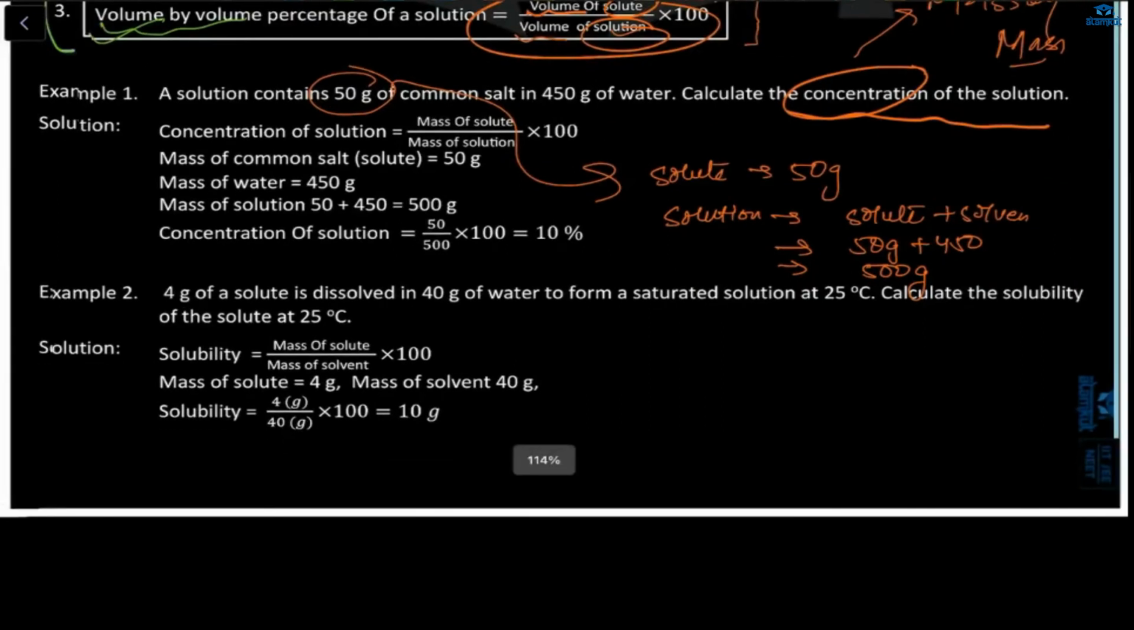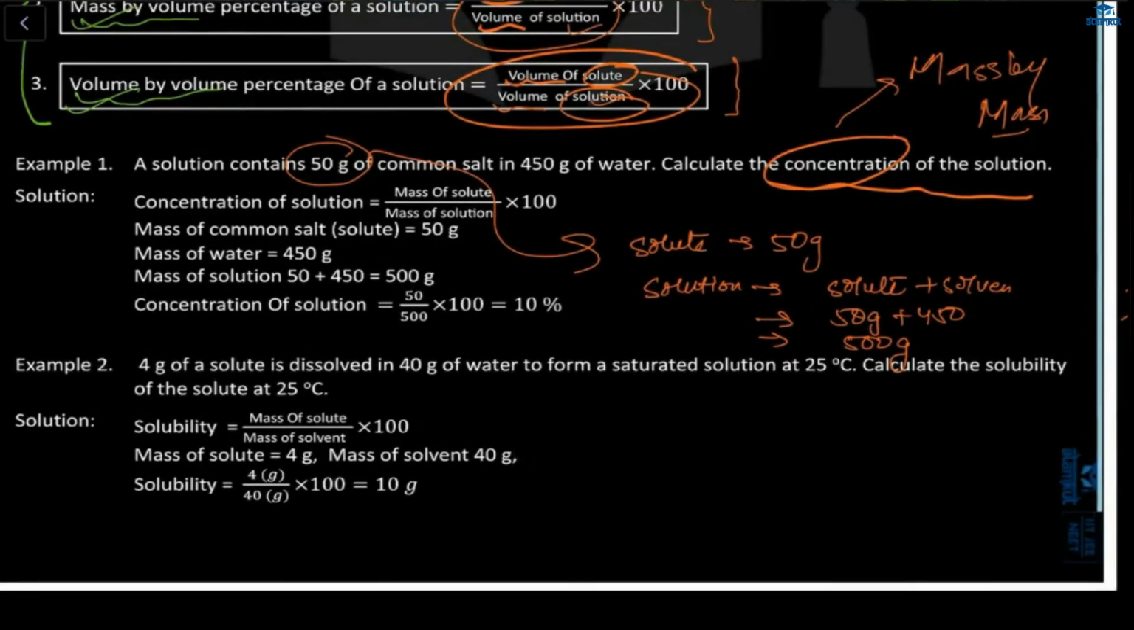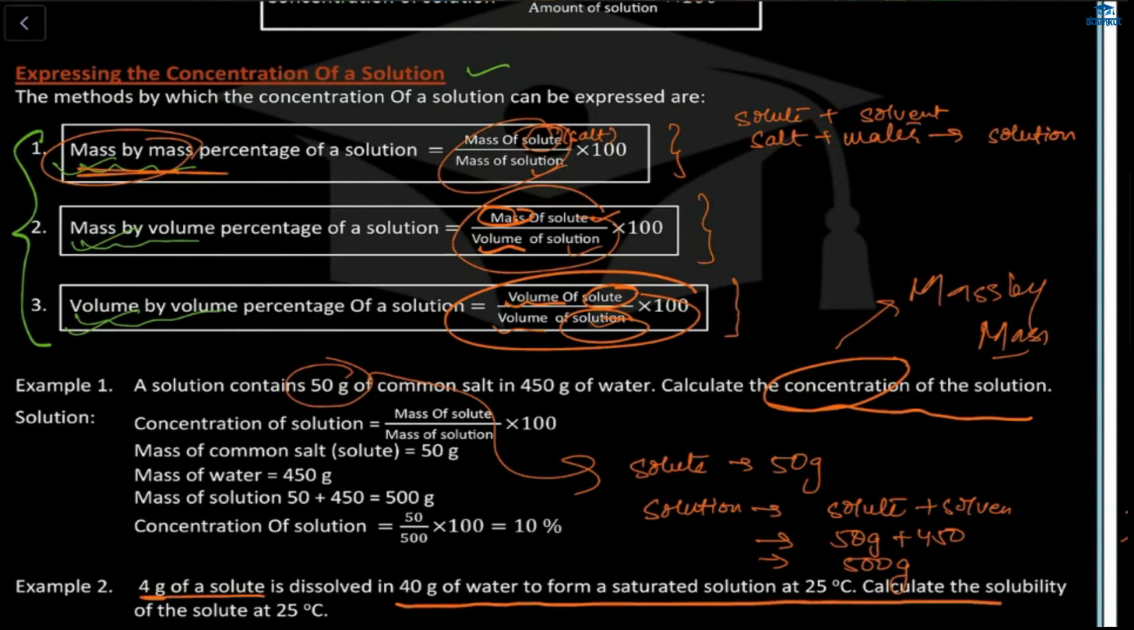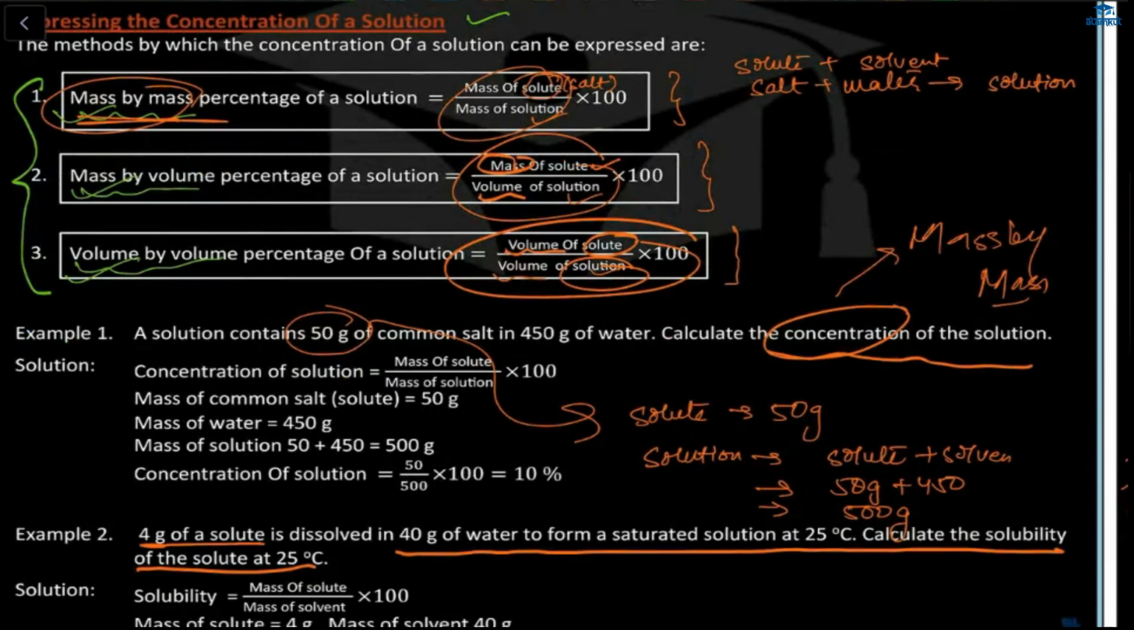Yes, ma'am. It's easy. Now, the last example, you guys will do this. Come on quickly. 4 gram of solute is dissolved in 40 gram of water to form a saturated solution. Calculate the solubility of the solute. Arham, you also calculate. Shazan and Razi will tell me the percentage of this example.